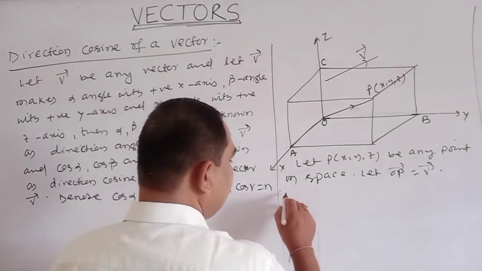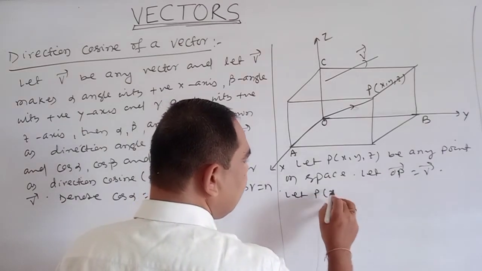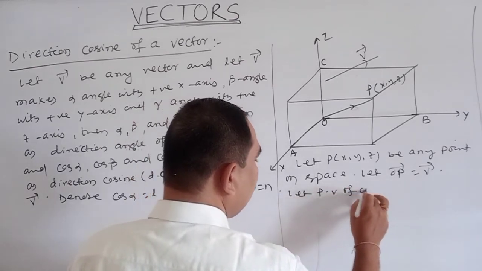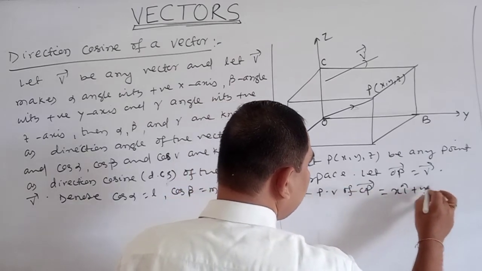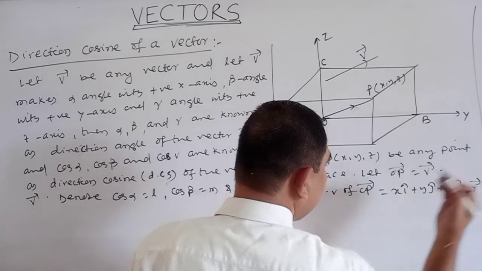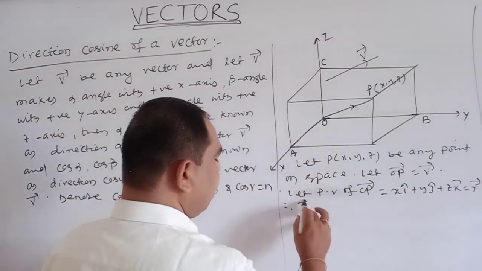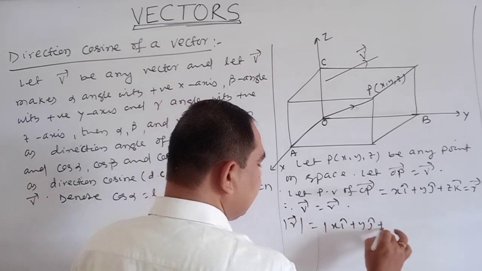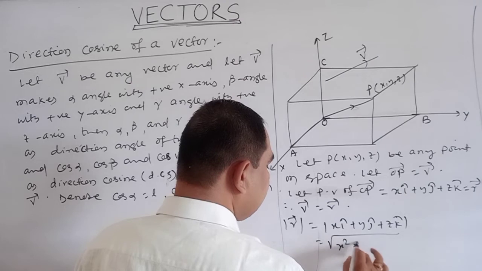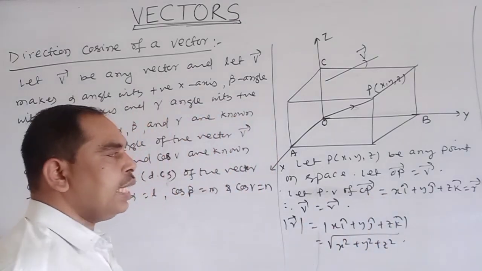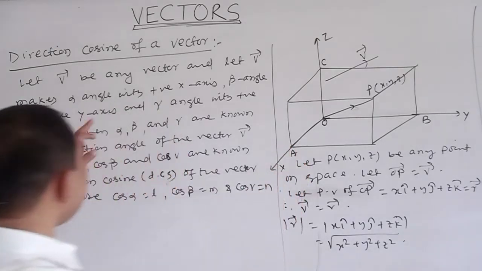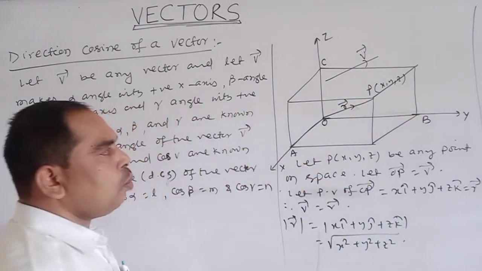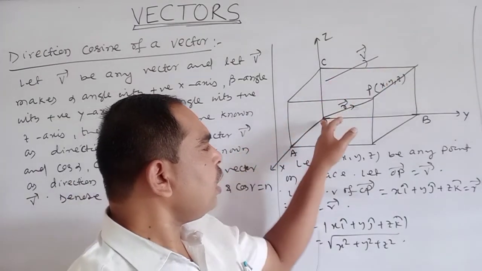So let the vector OP be equal to xi cap plus yj cap plus zk cap, which is equal to R vector. That means V vector is equal to what? R vector. So mod of R is equal to mod of xi plus yj plus zk, which is equal to square root of x square plus y square plus z square. So OP vector means R vector, and V vector is equal to R vector. V vector is parallel to OP vector.